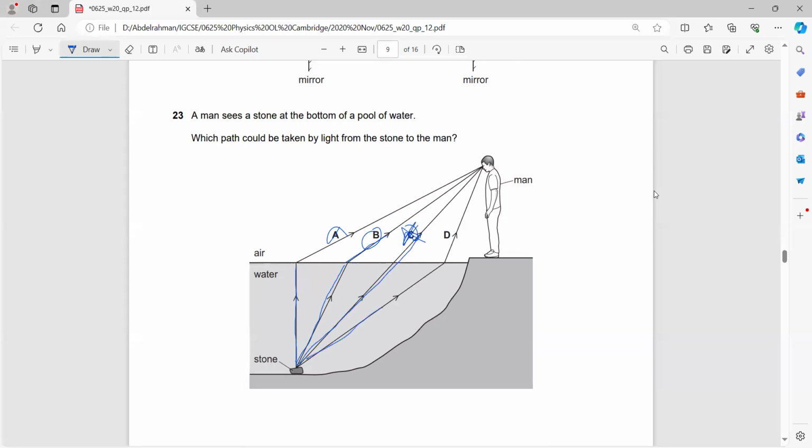D, what happened to the light? Actually, the angle decreases. Does the angle decrease? No, the angle does not decrease. The angle actually increases. So D is wrong. The answer is B.